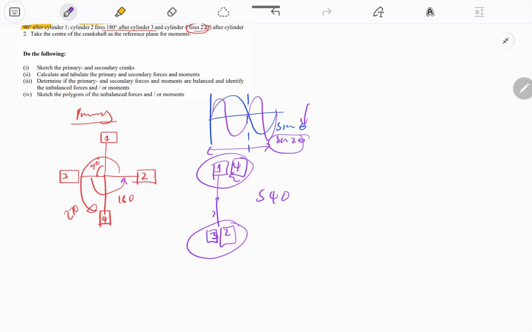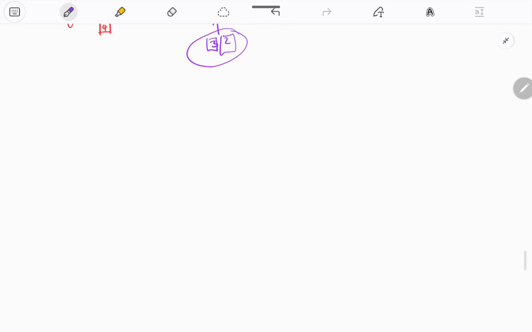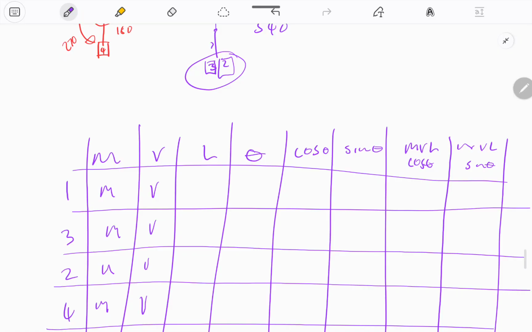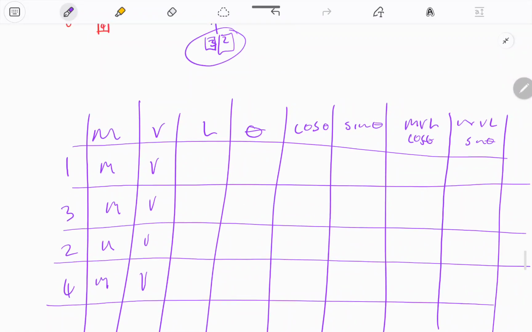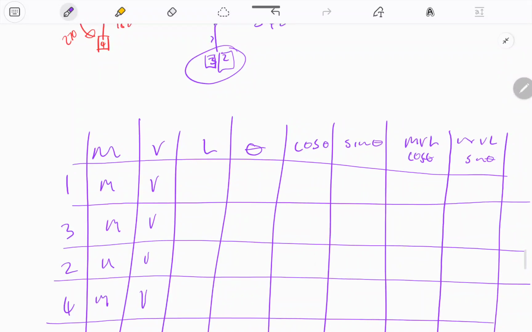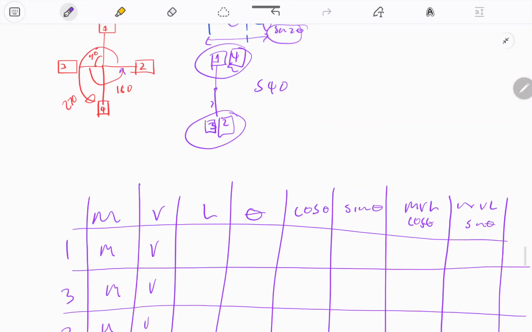Then I think that answers these questions, and then calculate and tabulate the primary and okay, cool. Let's try to do that here. Let me pause and draw the whole table. Okay, this is how far I've drawn the table. I'll explain other parts of the table as the video goes on, hopefully.